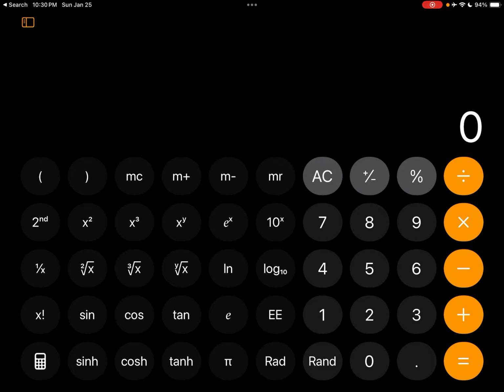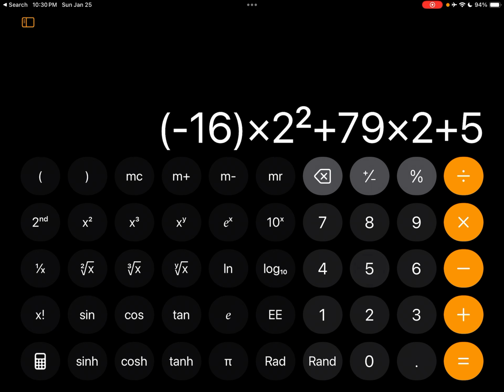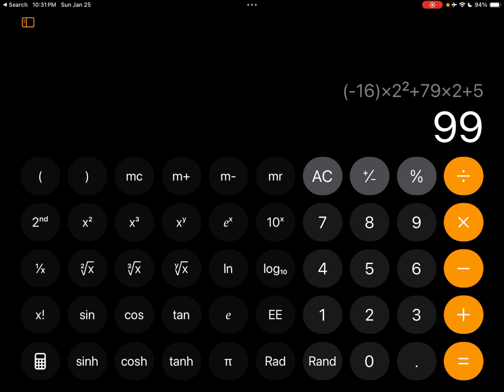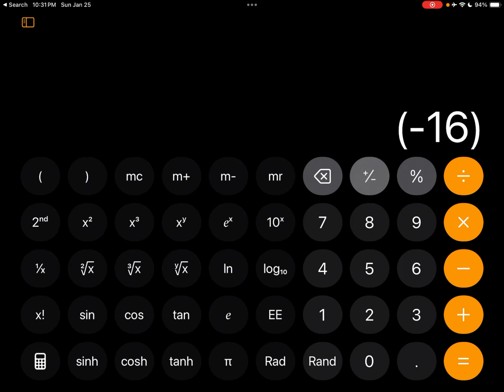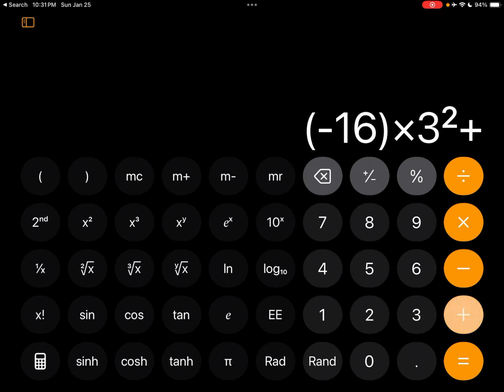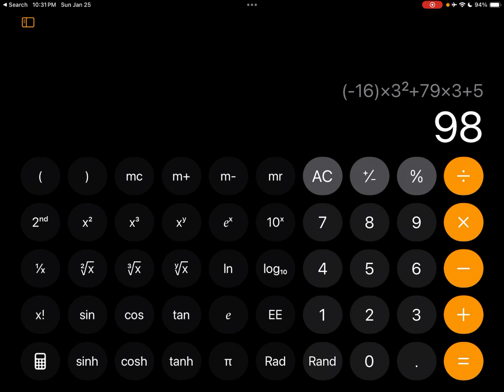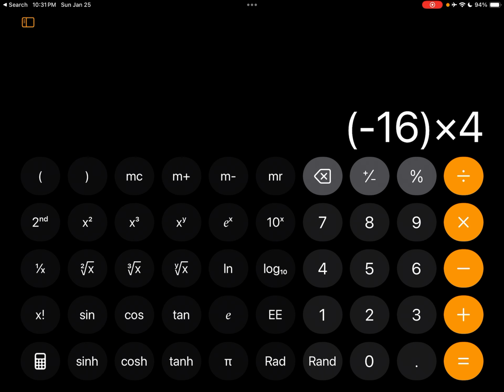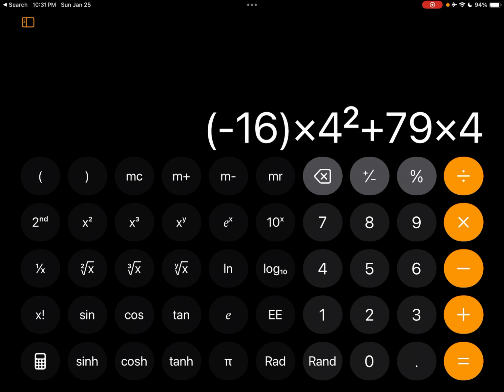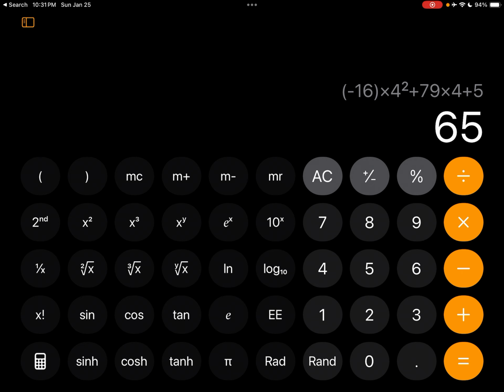Second number here, negative 16 times 2 squared plus 79 times 2 plus 5, 99. Negative 16 times 3 squared plus 79 times 3 plus 5, 98. Negative 16 times 4 squared plus 79 times 4 plus 5, 65.